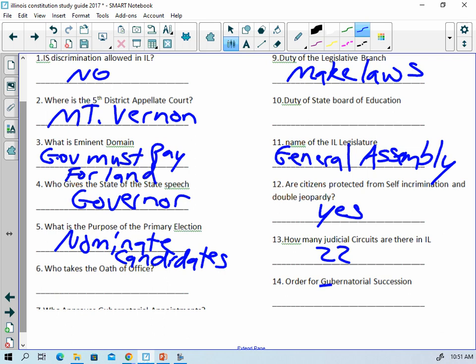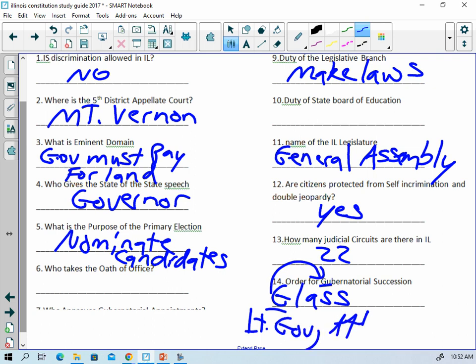It's a tough one. What's the order for gubernatorial succession? If the governor dies, our acronym is GLASS. So here's the governor, there's my gubernatorial. If the governor dies, the lieutenant governor, no, the attorney general, and then the secretary of state.